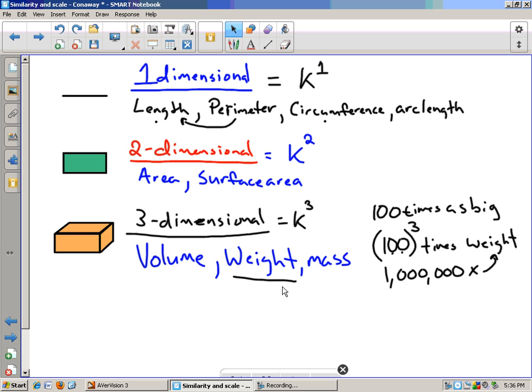All right, and that is it for the scaling right now.